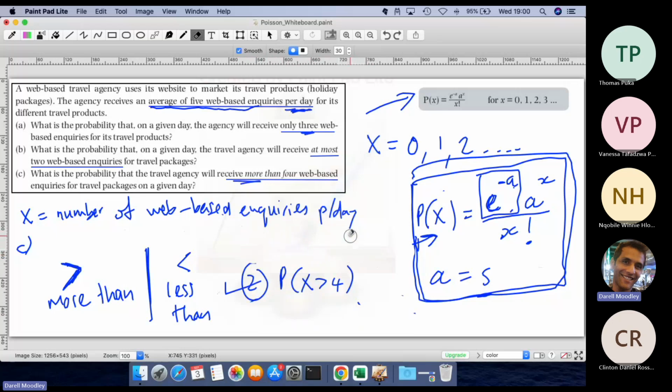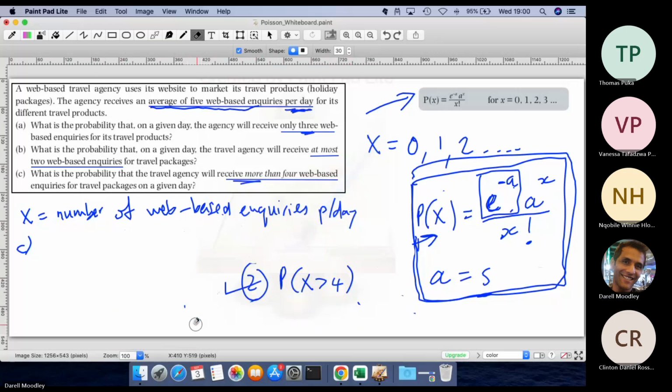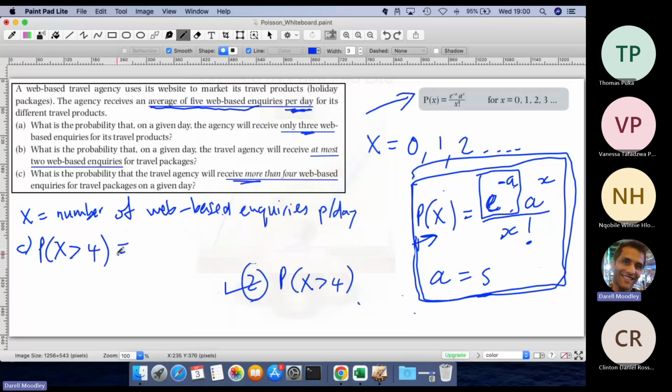I'll come back to it, but you really need to ensure that you understand this. So what you're trying to solve for question C is the probability of X greater than 4, because that's the same thing as more than 4. Let me check the chat.